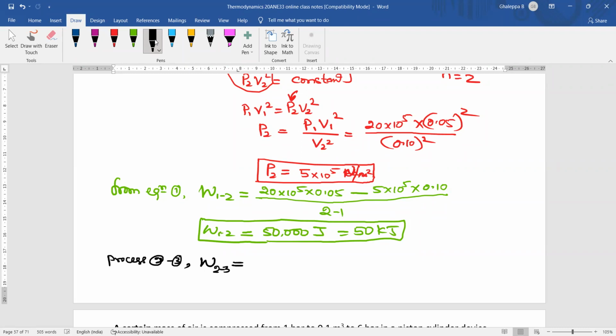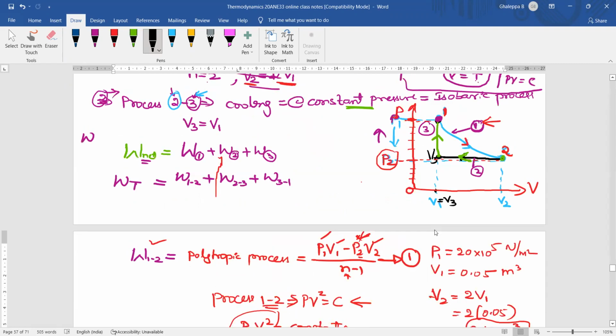W2 to 3 is equal to pressure into final V3 minus V2. It is not necessary to write final volume minus initial volume; that was only for understanding. Here the pressure is constant. Will you take P2 or P3, or is anyone okay? P2 is equal to P3.